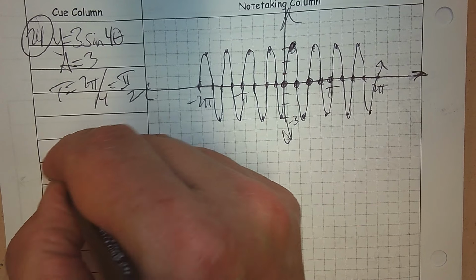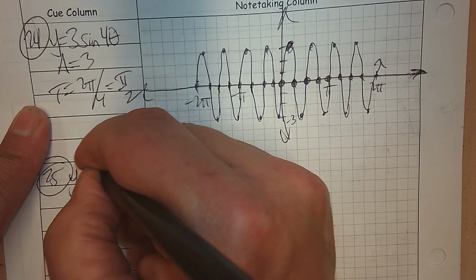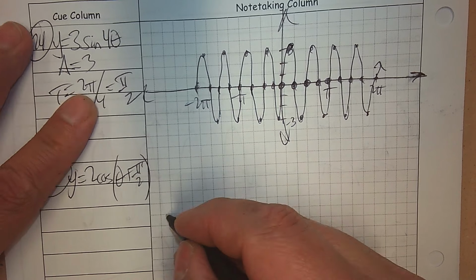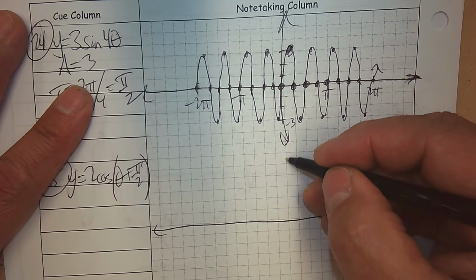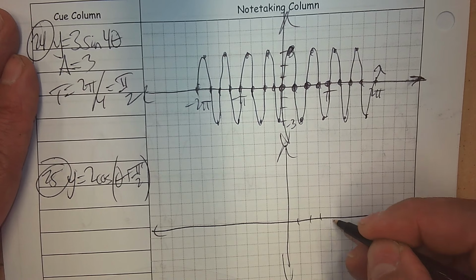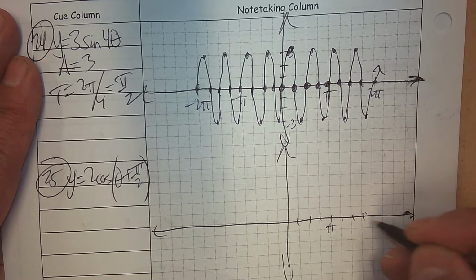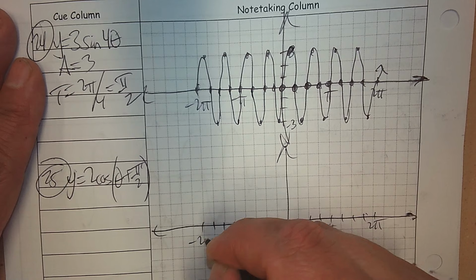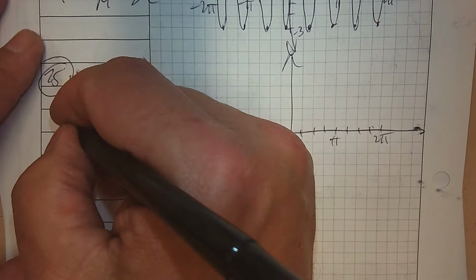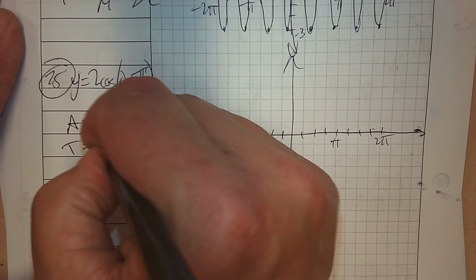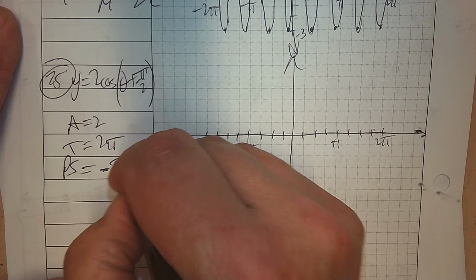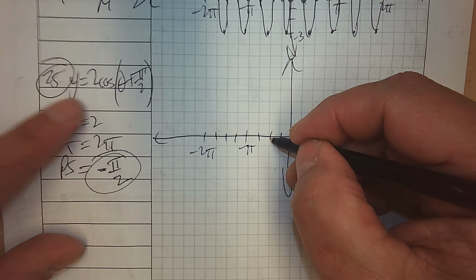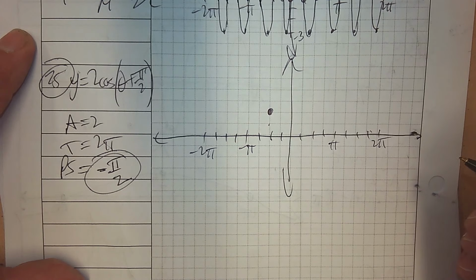All right, 25. y equals 2 cosine theta plus pi over 2. So we're going to set up our graph. Then I need to recognize something. The amplitude here is 2, the period is 2 pi, but there's a phase shift here. And the phase shift is the opposite direction, so it's at negative pi over 2. That's where I'm going to start. So at negative pi over 2, I'm going to go to positive 2. And there's the start of my wave.